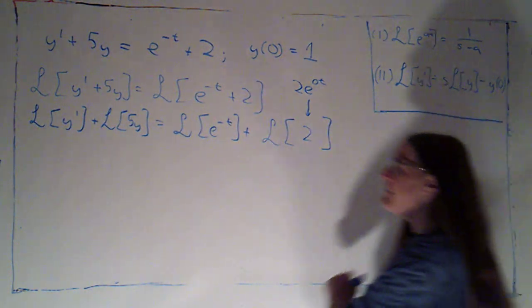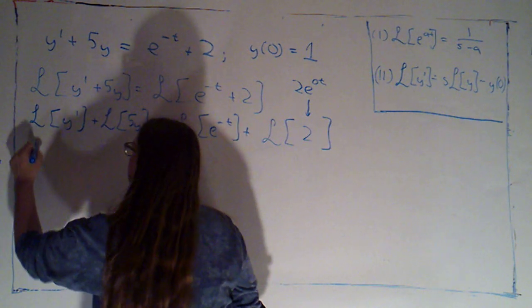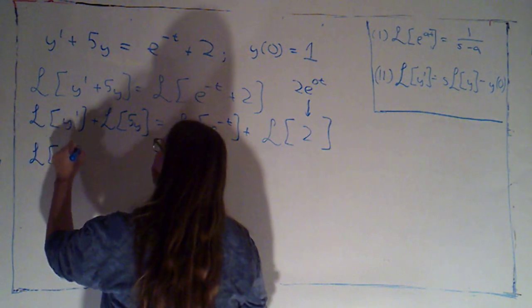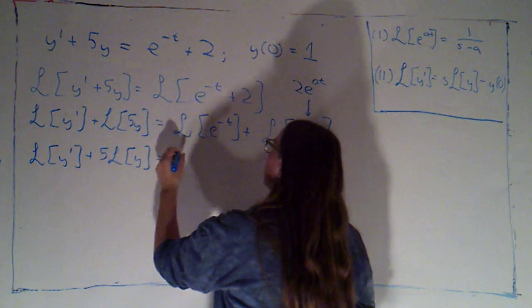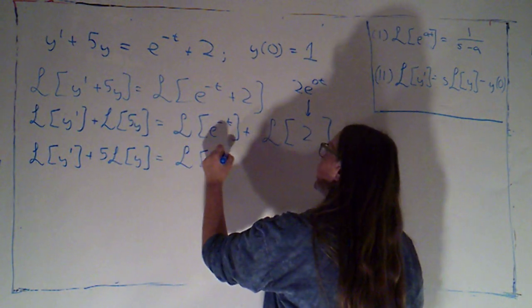Okay, so now I'm going to go through and I'm going to pull out any constants. So this is the Laplace transform of y prime plus 5 times the Laplace transform of y. And that's equal to the Laplace transform of e to the negative t.